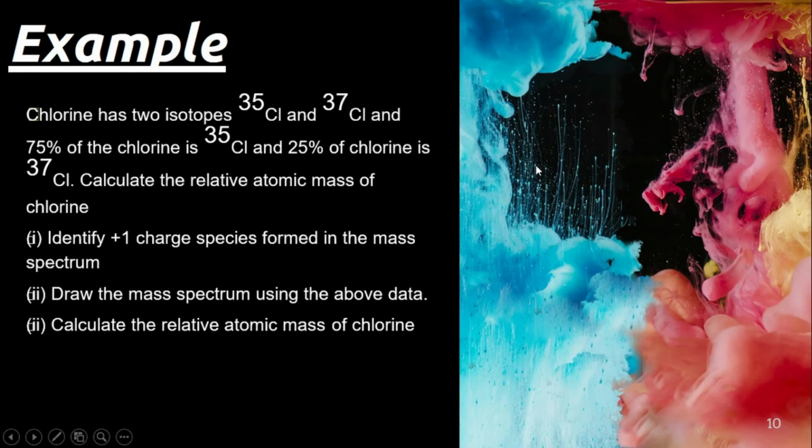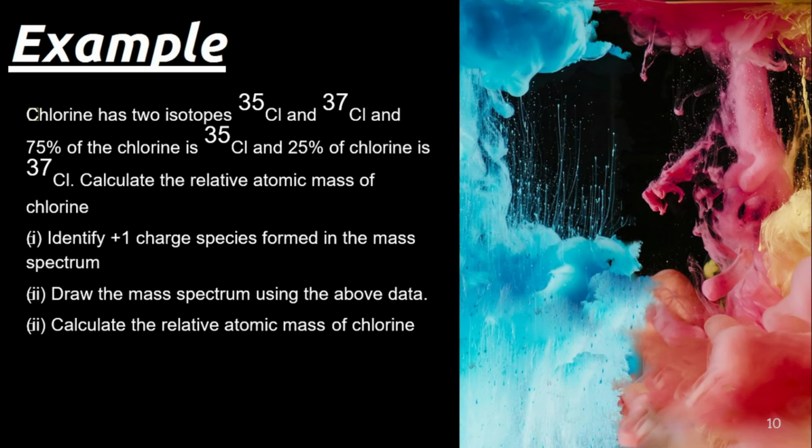Then you can be tested in another way, or there is another question where they tell you to draw the mass spectrum and then calculate the relative atomic mass of the element using the specific spectrum, and then they ask you to identify the +1 charge species formed. So in this question we have that chlorine has two isotopes, which is 35Cl and 37Cl, and 75% of the chlorine is 35Cl and 25% of the chlorine is 37Cl. The question here asks us to calculate the relative atomic mass of chlorine.